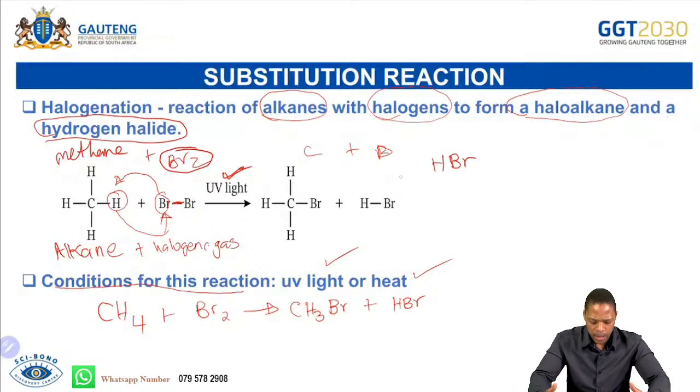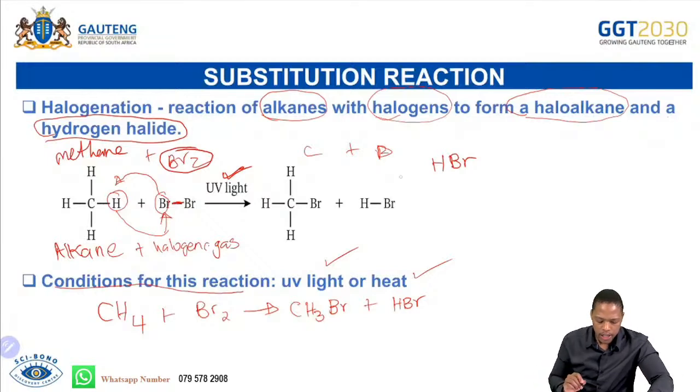I always remember this substitution reaction like this. I always say to myself, it's a substitution reaction where an alkane reacts with a halogen to form a haloalkane. That's how I always remember it myself. Okay, because that alkane is important. It's an alkane. It's not an alkene. If it was an alkene, it would have been a what? An addition reaction.